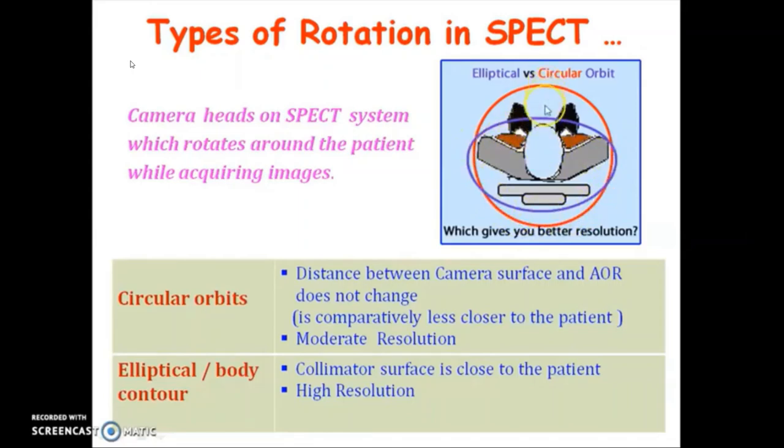Anteriorly, the camera is comparatively closer to the patient when compared to the lateral or posterior side. But this will give moderate resolution only because of the air gap. But when you see the elliptical one, the purple color here, the collimator surface, that is the camera, is closer to the patient, hence we get a high resolution image.